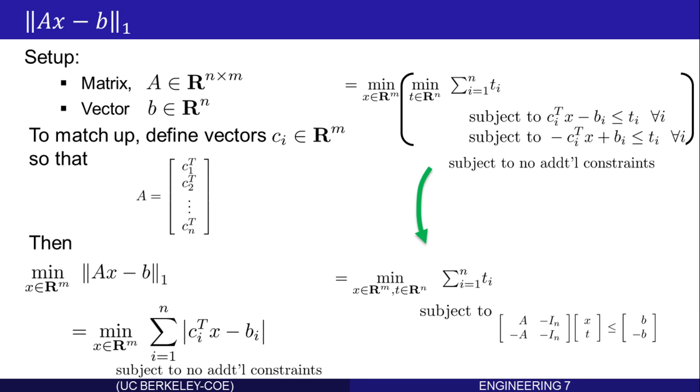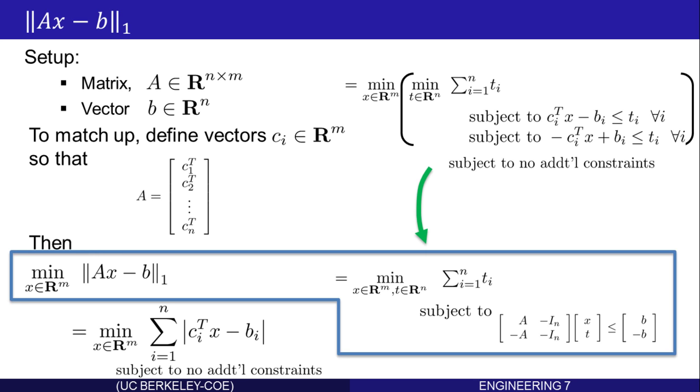The only thing that's changed from the infinity norm is now the t is a vector, and the vector of 1s has been replaced by identity matrices. Reiterating though, we've now cast the one norm minimization of Ax minus b as a linear programming problem involving m plus n decision variables and 2n linear inequality constraints.